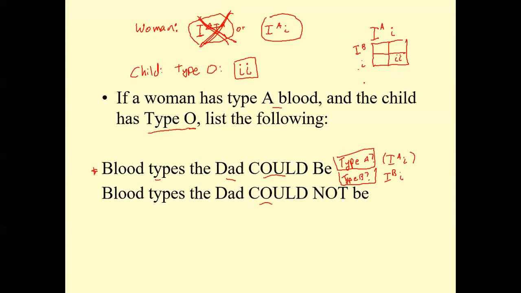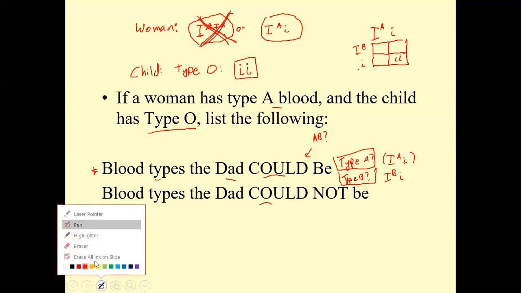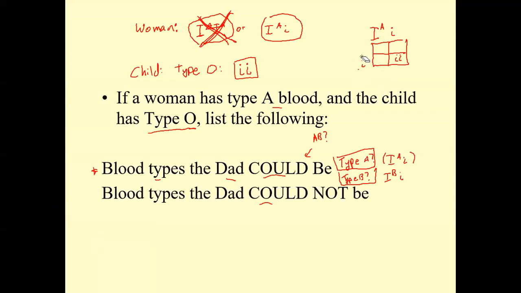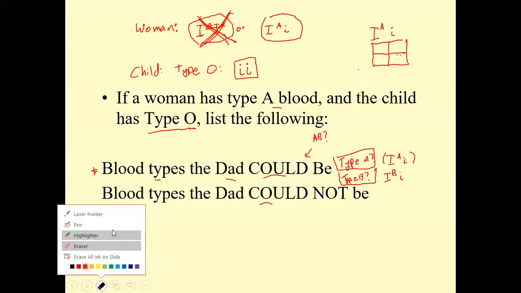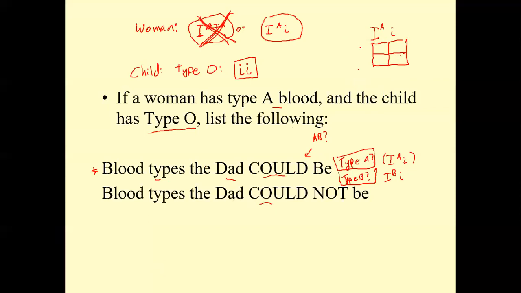Both of those, type A and type B, could be dad's blood type. What about if dad was type AB? Is there a chance that he could be the father if he is type AB? Well, let's go back and I'll erase this and do the Punnett square here. I'm going to keep mom's blood type as A. That's mom up there. I'm not changing that one. But what if dad is AB?